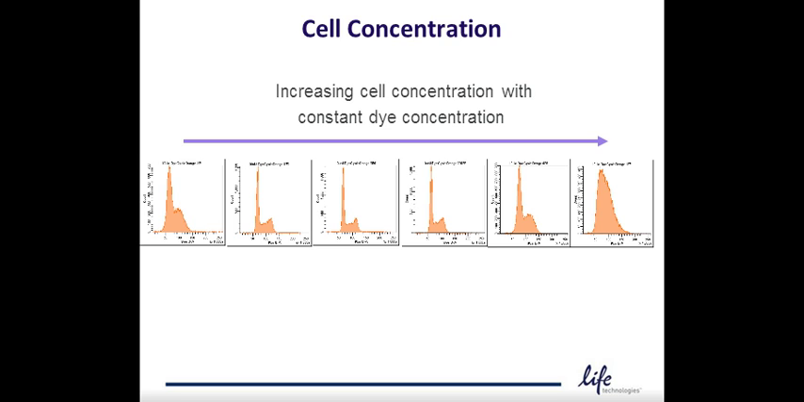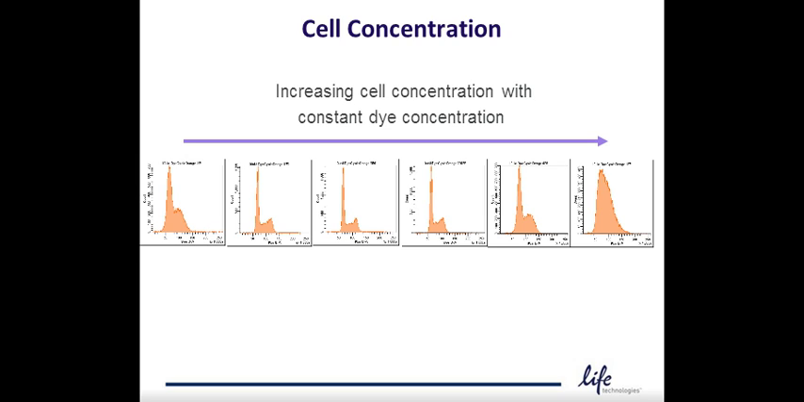Unlike high-affinity antigen-antibody binding, DNA binds with low affinity, and because of this, it exists with equilibrium in the solution. And it is sensitive to dye concentration and cell concentration. So the quality of the histogram depends on cell concentration.